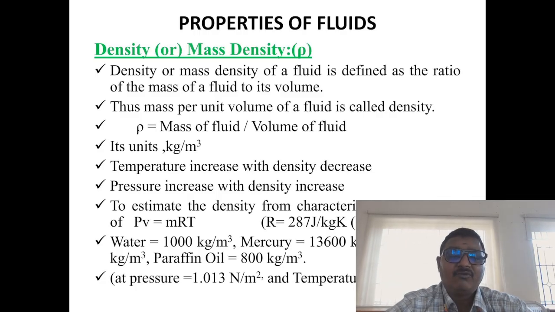The density of water is 1000 kg per meter cube. The density of mercury is 13,600 kg per meter cube.